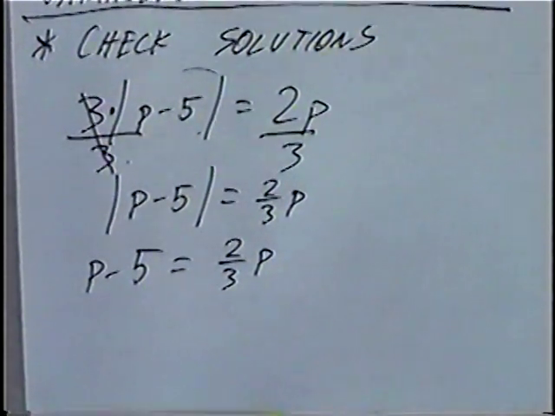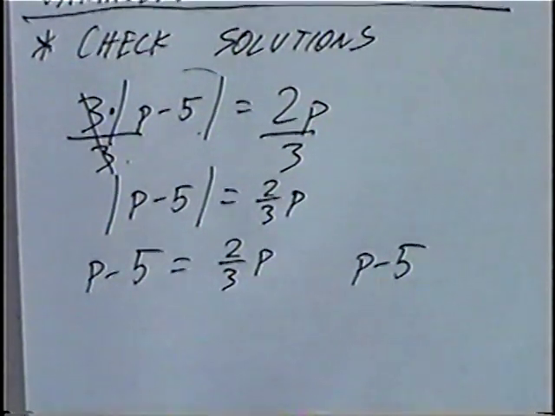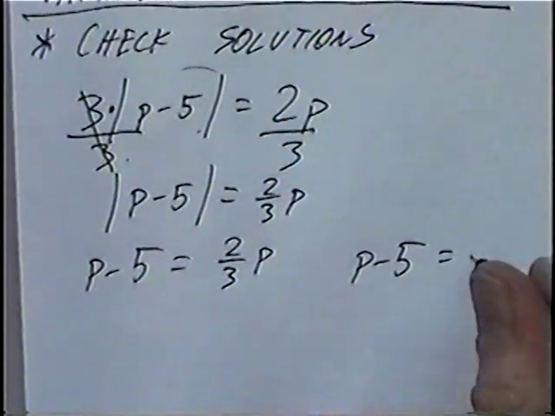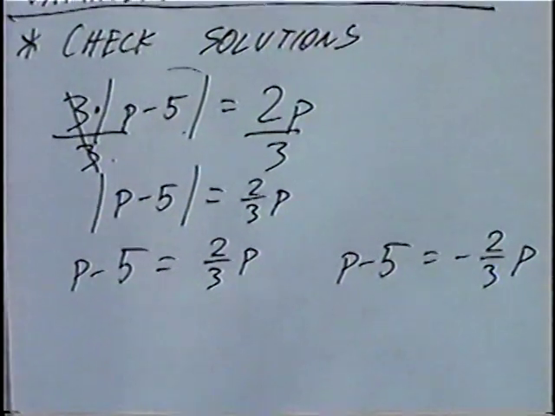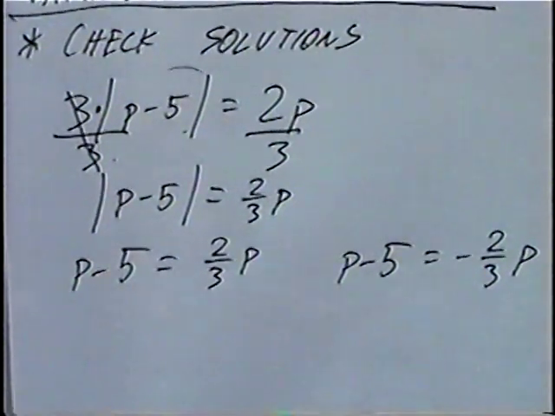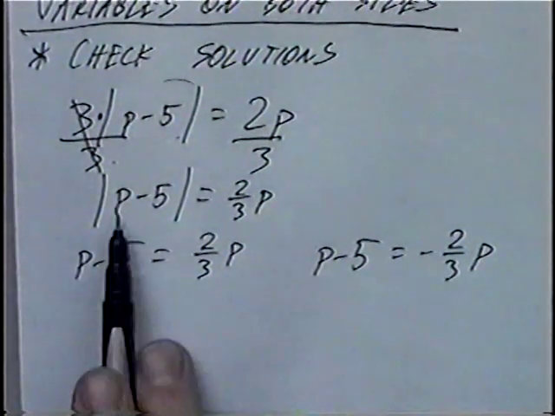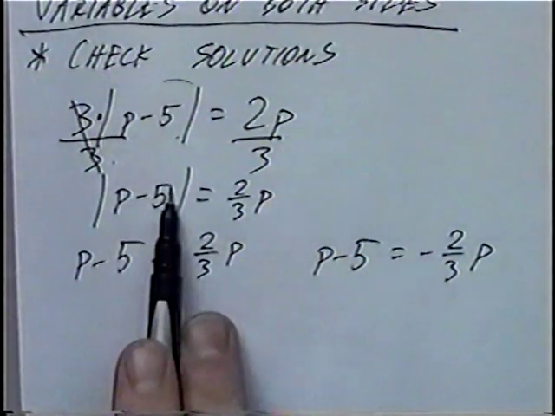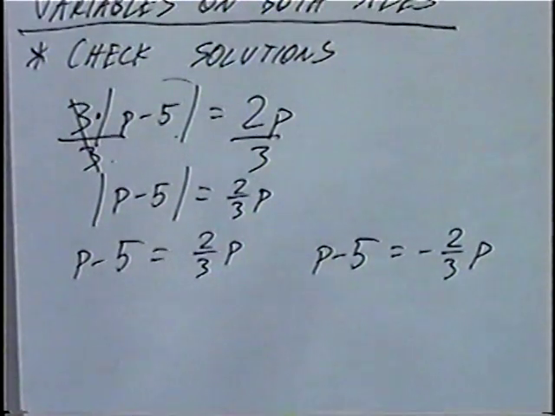The second equation we can solve, p minus 5 would stay the same. But instead of equals 2/3 p, we'll do the opposite, which is negative 2/3 p. We do the opposite because if the absolute value is equal to negative 2/3 p, then the absolute value answer would still be 2/3 p.